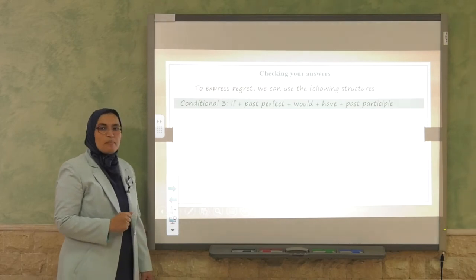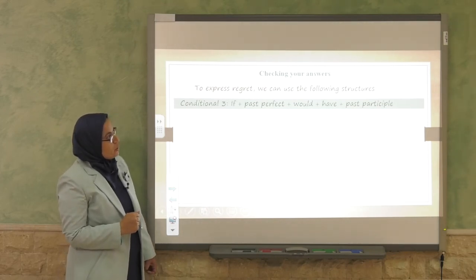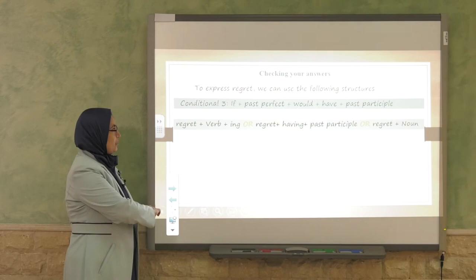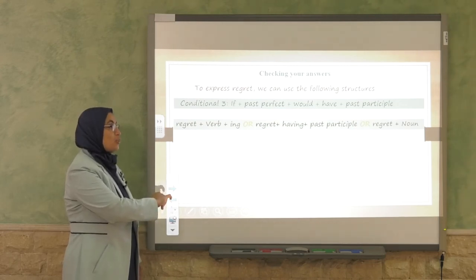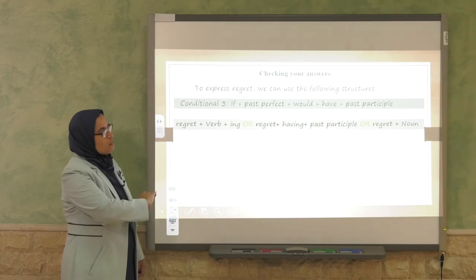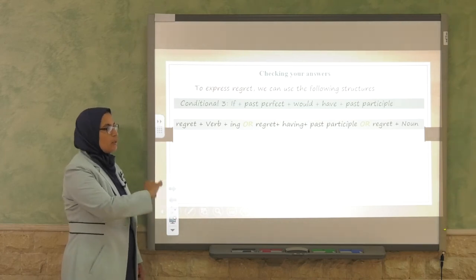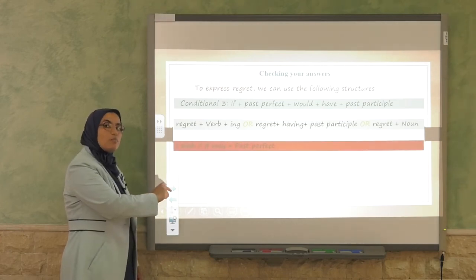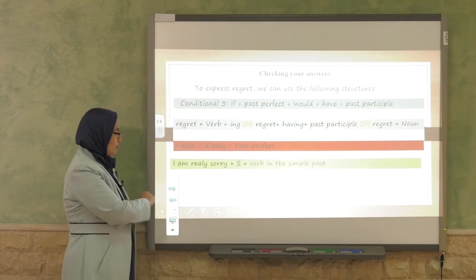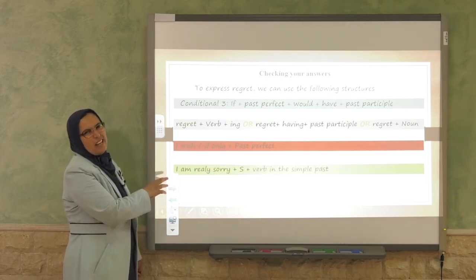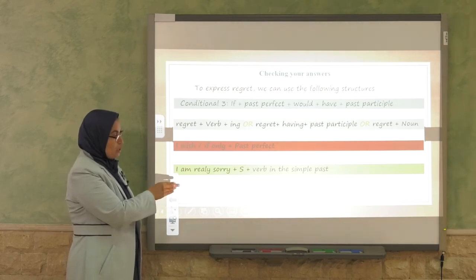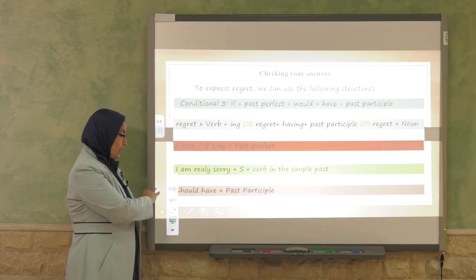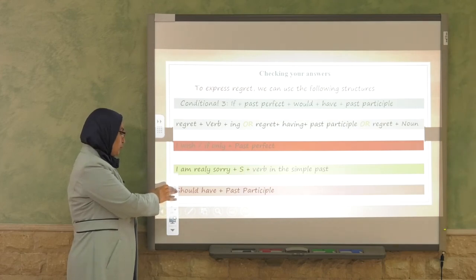Conditional type 3: if plus past perfect, plus would plus have plus past participle. Regret plus verb plus ing, or regret plus having plus past participle, or regret plus noun. I wish or if only plus past perfect. I'm really sorry plus subject plus verb in the simple past. And the last one is should have plus past participle.